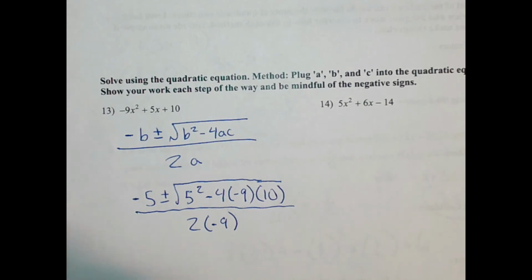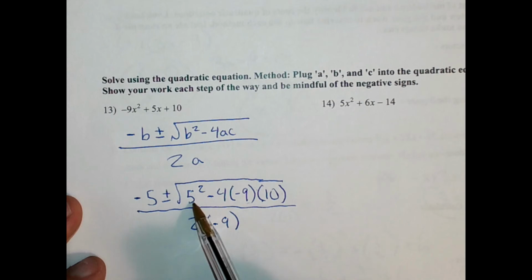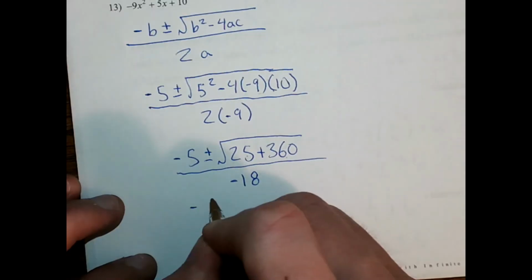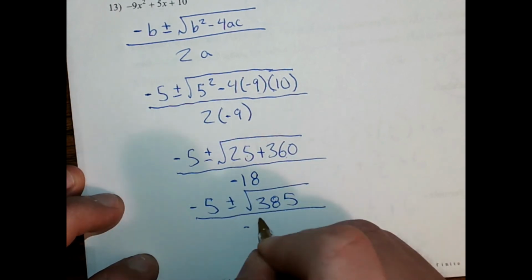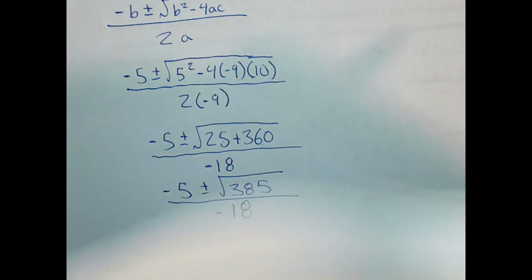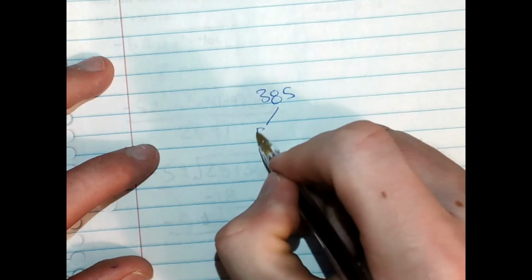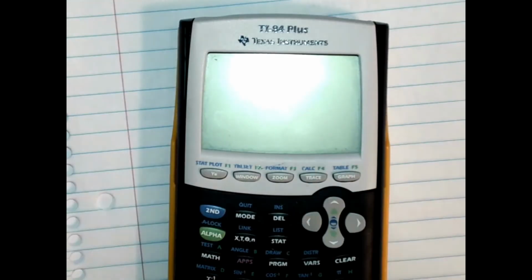And then you could simplify that. Let's see, this would be 360, I think, yeah. 25 plus 360. So negative 5 plus or minus the root of 385 over negative 18. And then the question is, does 385 simplify in any way, shape, or form? So 385 and 5 would be, let's just use the calculator.